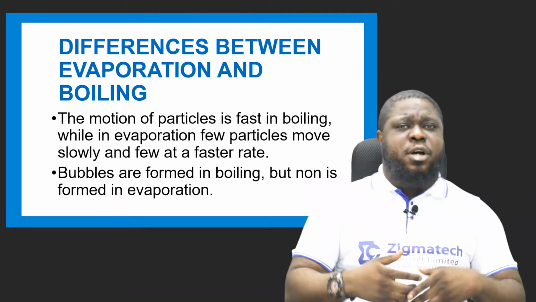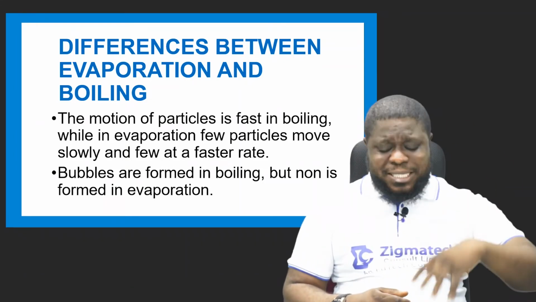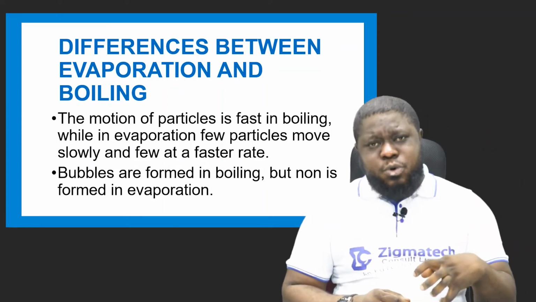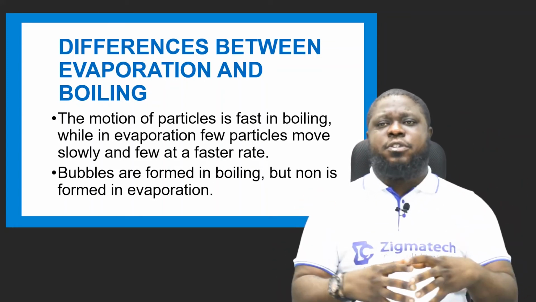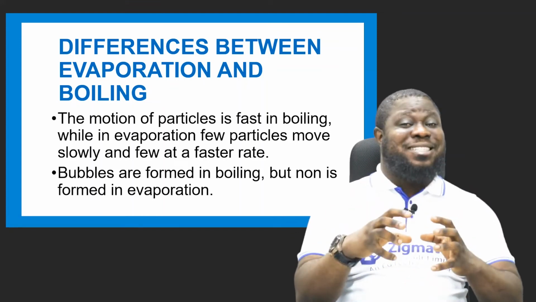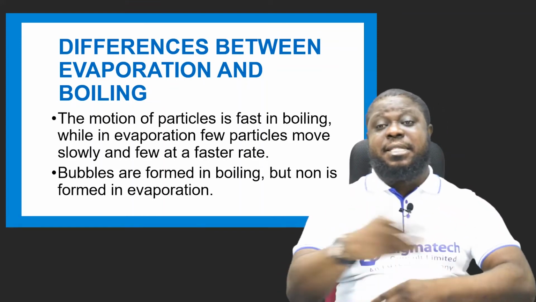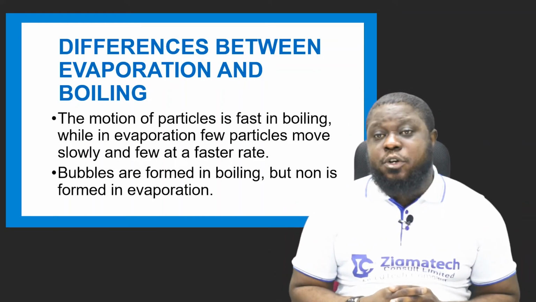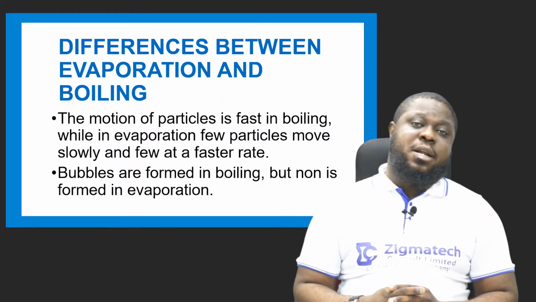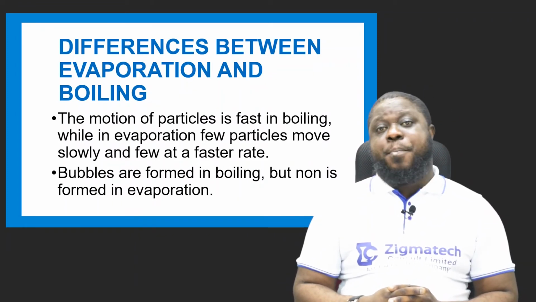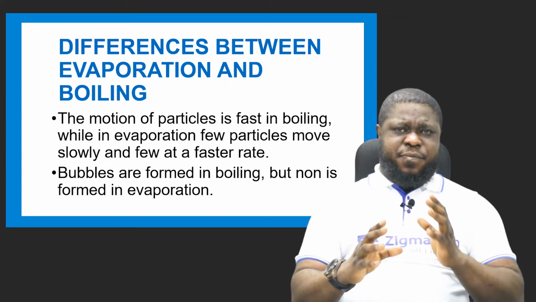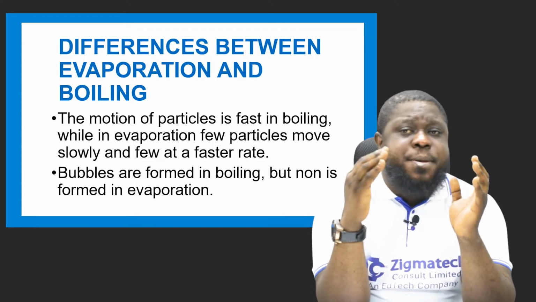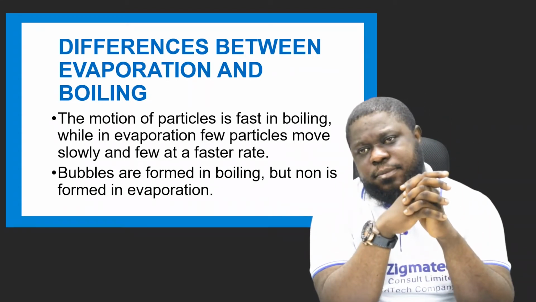They are not orderly because of the heat. They are always in kinetic motion. So the particles hit themselves because of boiling. So the motion of the particles is fast in boiling. As it's fast, they are hitting themselves. Why? Because of the heat. While in evaporation, few particles move slowly and few at a faster rate. If you open your pot and check, if you notice the particles, you'll see that some steam is going up while some is reducing.